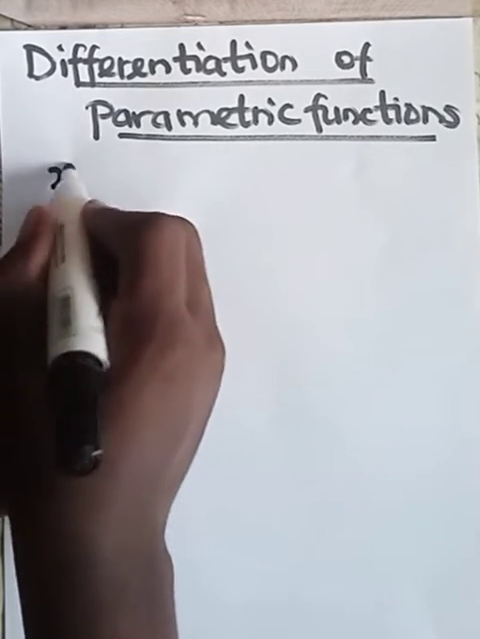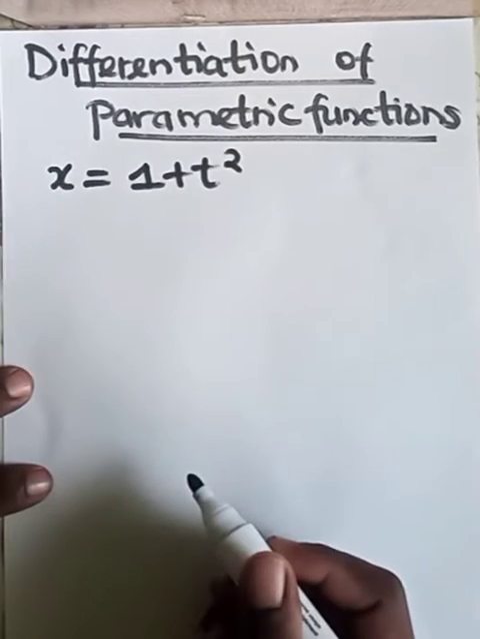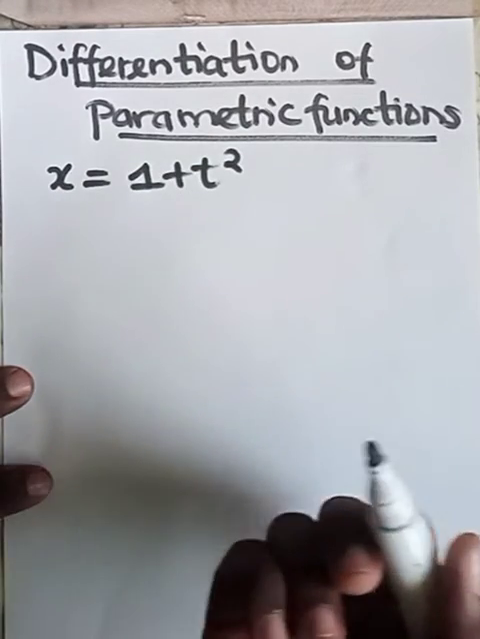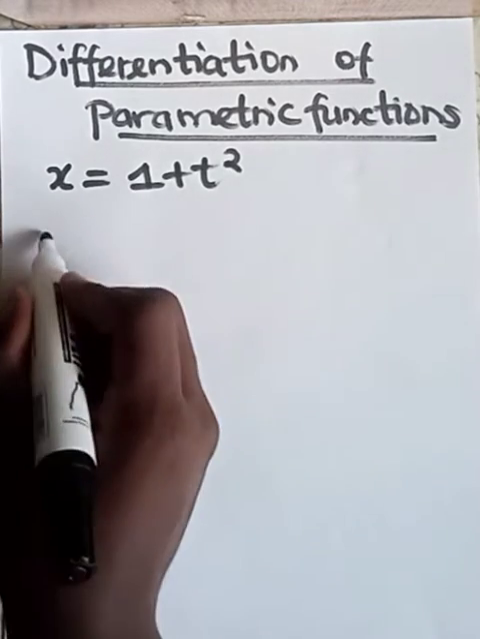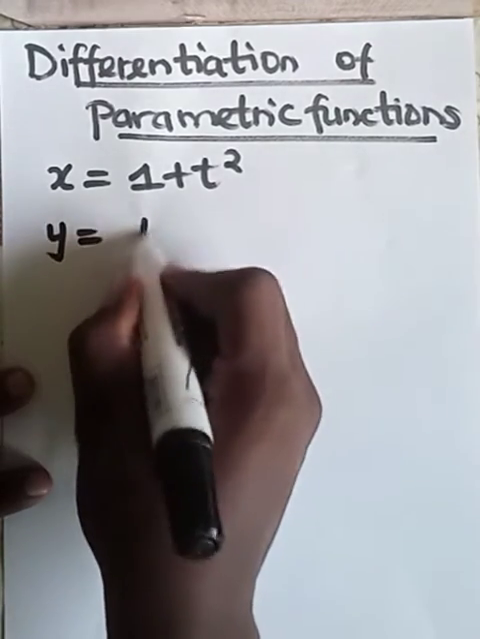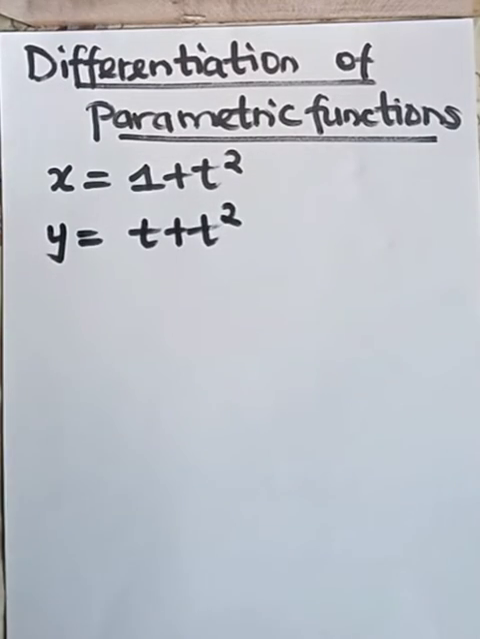That means we're going to have x equal to maybe 1 plus t squared, where t is the parameter there. It could still be lambda or anything, just that it's a parameter. And it could still be y equals to maybe t plus t squared. So this is how the functions are going to look like. They're no more given as one whole function, but they're given as terms of x and y, each having parameters of t.